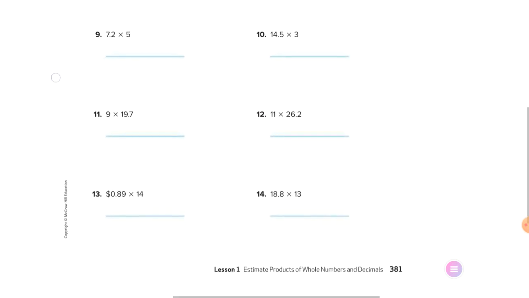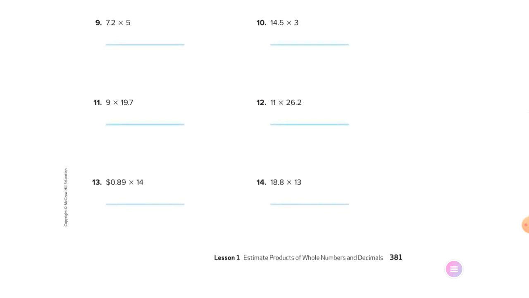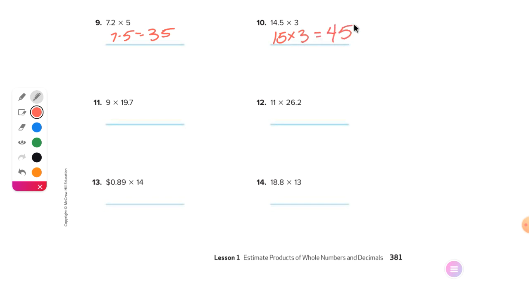Maya, number 9. What'd you round to? I changed the 7.2 to 7, the 5 the same, and I got 35. Okay, 7 times 5 is 35, so 7.2 times 5 is about 35. Bryce, next one, what'd you do? I changed 4.5 to 15. Okay. What's 15 times 3? 45. Okay.